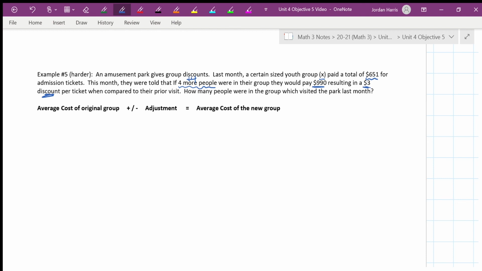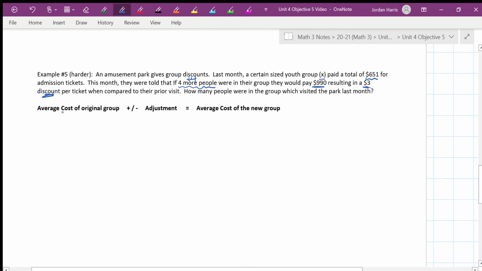Okay. So they're trying to decrease their costs with 4 more people. Notice the costs change. That's what makes this so much more difficult. Before, the cost was the same. They ordered 1 pizza, and they split the cost, then 1 more person was added, so they split that same cost. Now they're splitting $651 originally. When they added 4 new people, they are splitting now $990 with a $3 discount per ticket.